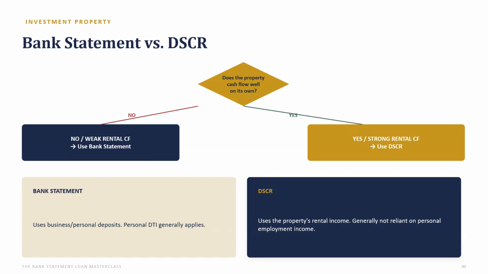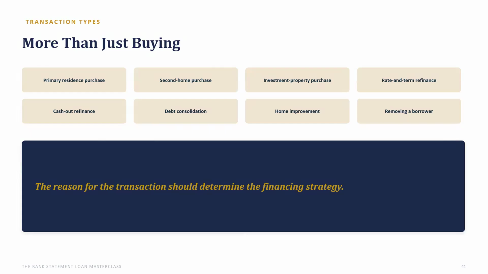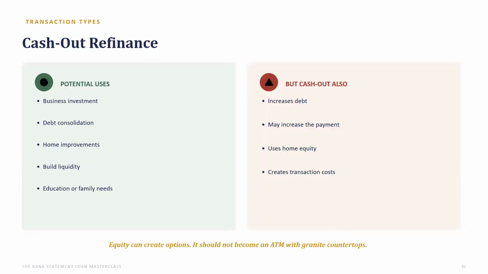Bank statement versus DSCR. I want to talk about this. If you buy an investment property, you use income of the property to qualify. If the cash flow works well on its own, this may be a good route to go in some cases. So it's more than just buying, right? Keep in mind that the reason for the transaction should determine the financing strategy.